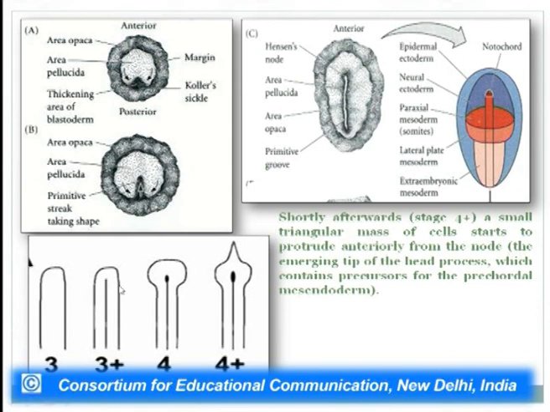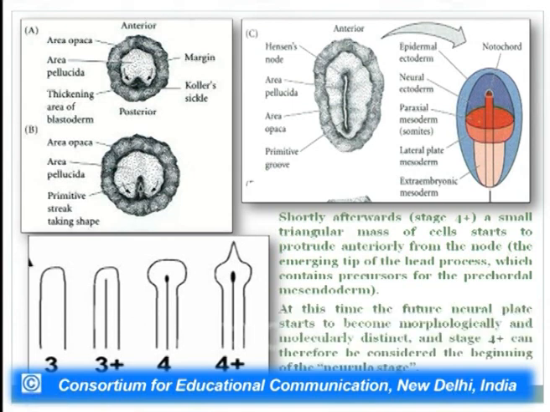After stage 3+, Hensen's node has been formed, and you will then see the emerging tip of the head process, which contains the precursors for the precordal mesendoderm. At this time, the future neural plate starts to become morphologically and molecularly distinct, and that is termed the neurula stage. The primitive streak has now been formed and elongated, and we can follow the later mechanism of gastrulation in future sessions. Thank you.